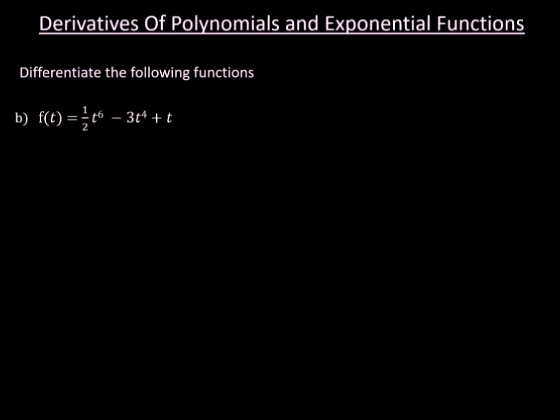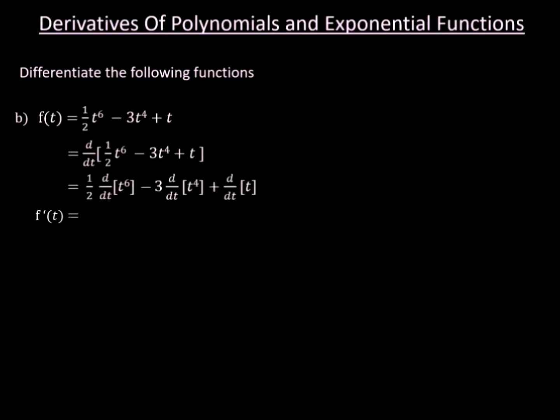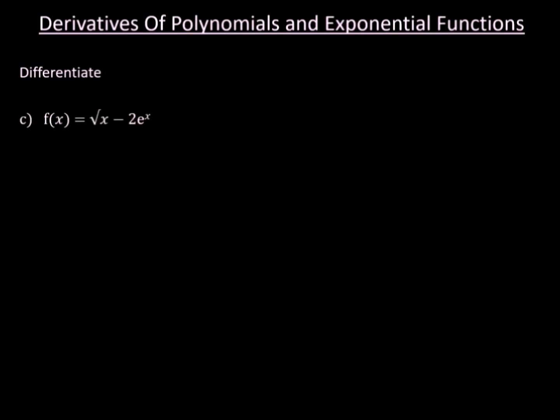Now let's do b. 1 over 2 t to the power 6 minus 3t to the power 4 plus t. We first add the derivative notations. We then differentiate summands separately and pull out constant factors. And then, apply the power rule throughout to get 3t to the power 5 minus 12t to the power 3 plus 1.